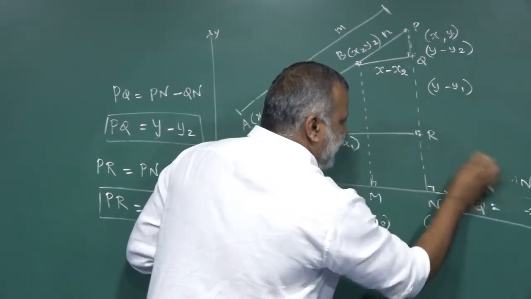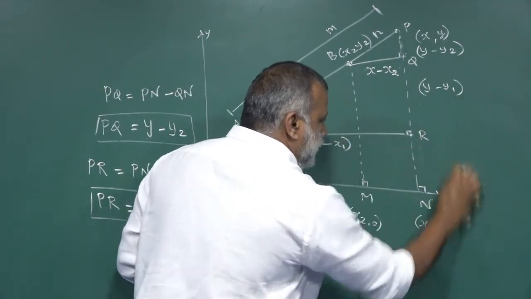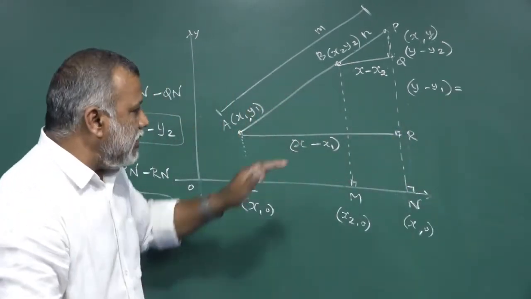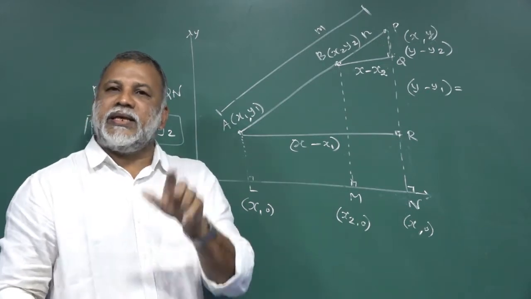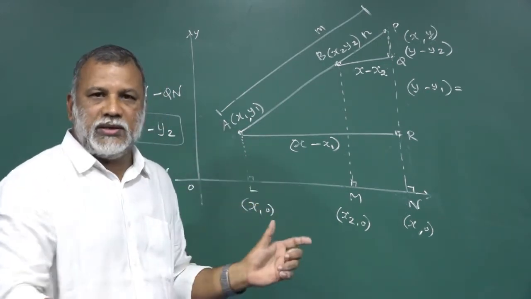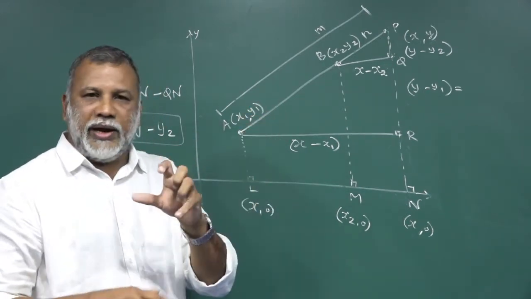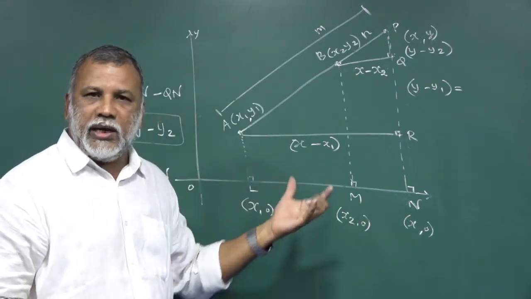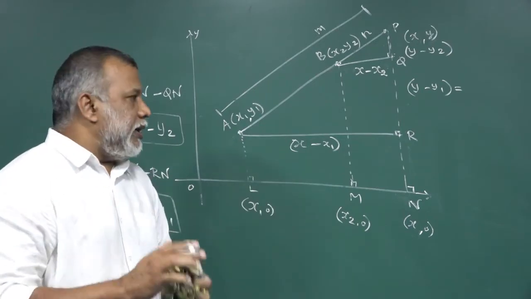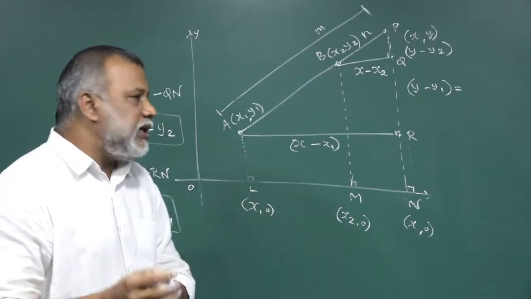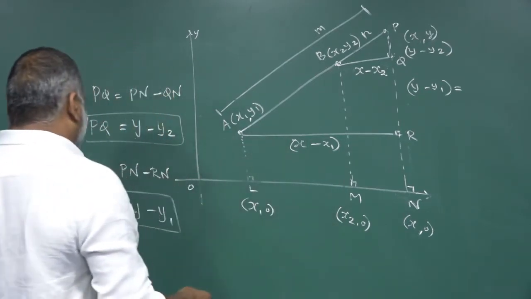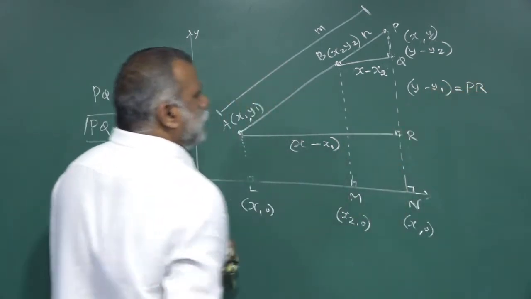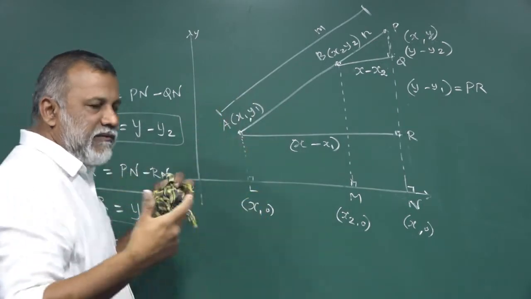So with the help of this diagrammatic explanation, if you want to prove all these concepts, take a graph and plot the points. Then you can get very good ideas from this. We are working in a system of coordinate axes. Dear students, if you take a graphical diagram, it is very simple to work out. So y minus y1 is PR. So we are able to work out all the distances we need.